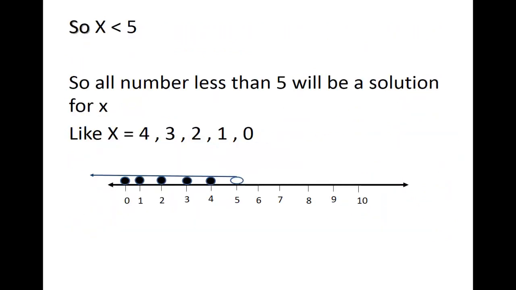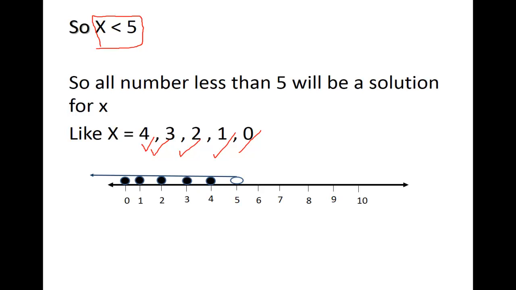So we said x less than 5. We need to graph now the inequality x less than 5. All the numbers less than 5 will be solutions for x. So x equals 4, 3, 2, 1, 0. We're gonna draw the number line first, with 0, 1, 2, 3, 4, and so on. We know the meaning of number line; we took it in quarter 2.